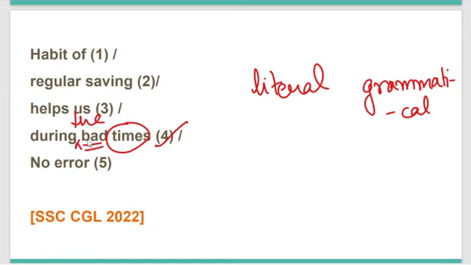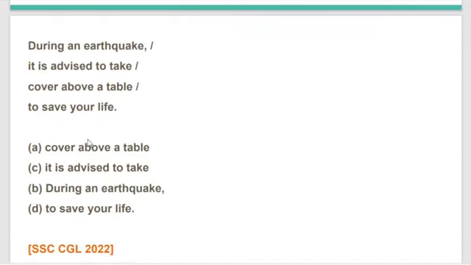Yes, you're absolutely correct. So it is not that habit of saving helps us on any time or at any time. It helps us during the specific bad times. So we have to use definite article the, because as we have discussed in the previous class, whenever we are mentioning something, whenever we are making something specific, we have to use definite article the. Hope this question is clear to you. Let's move to the next question. Moving to the next question.